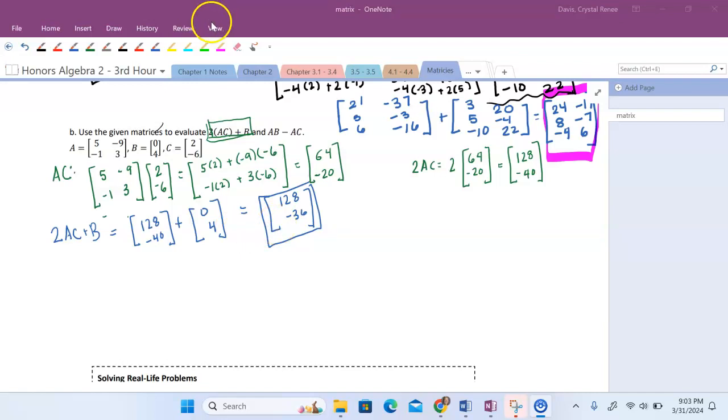All right, now I want you to pause this video and try to do this on your own, the AB minus AC. Now notice you should have already found AC right here, so don't do all the extra work and do it again. So find AB and then do AB minus AC.